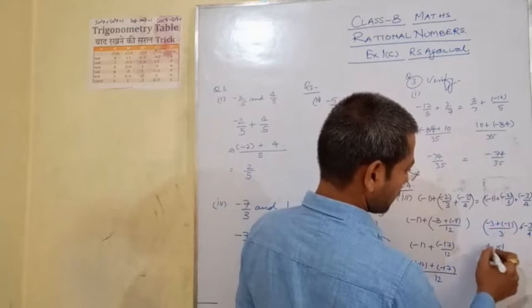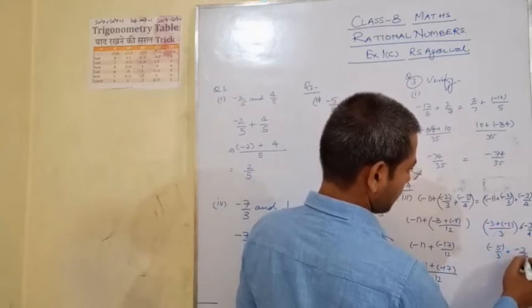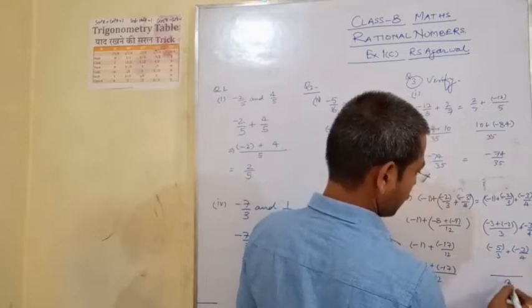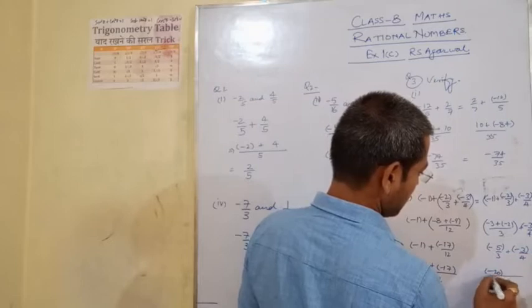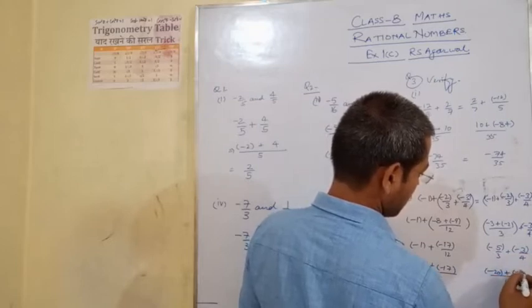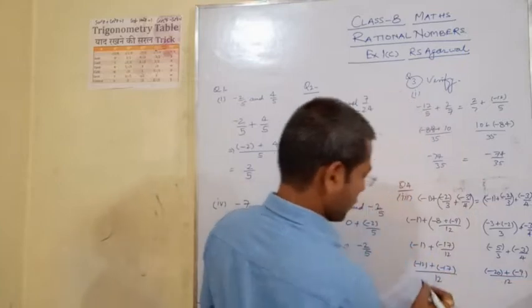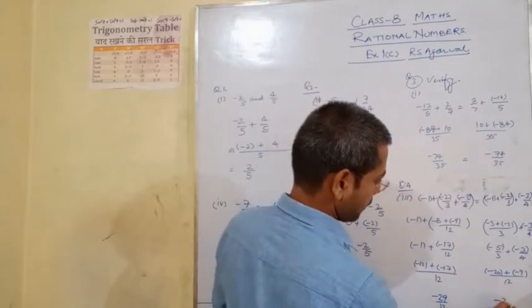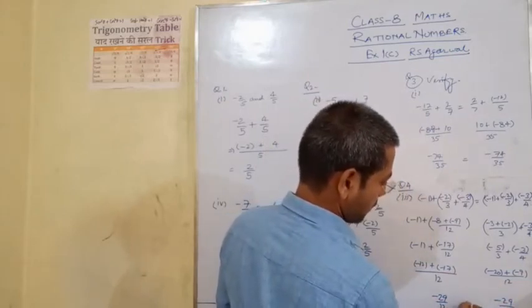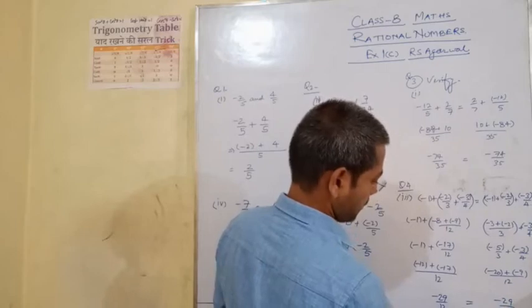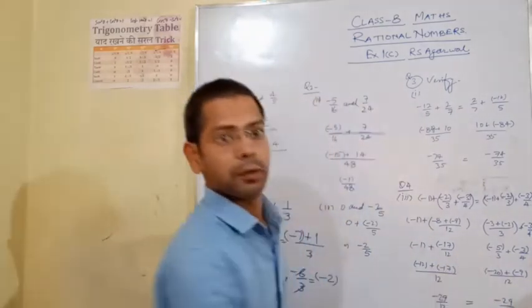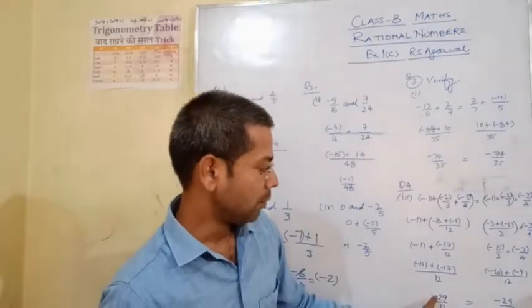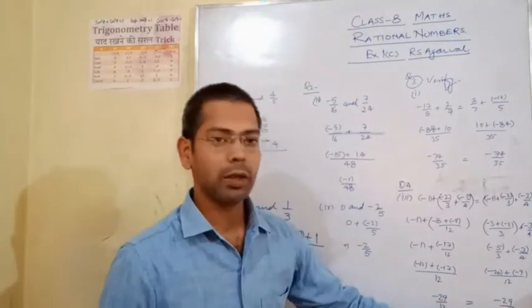Minus 3 minus 2 is minus 5, plus minus 3 upon 4. Now take the LCM. 12: 3 fours are 12, 4 fives are minus 20, plus 4 threes, it is minus 9. 12 and 17 with minus will be minus 29 upon 12, and here also it is minus 29 upon 12. Both are equal, so we will write the result is verified. The result is minus 29 upon 12 and minus 29 upon 12, so the result is verified.